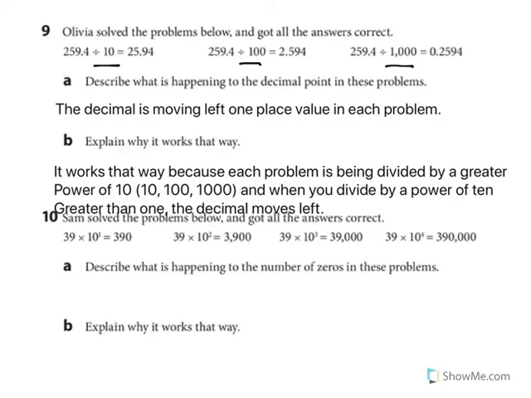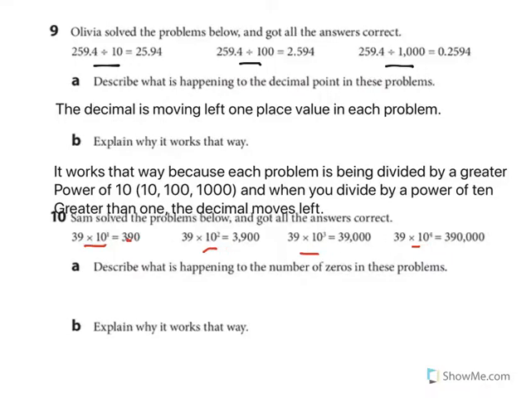So let's look at number 10, our last problem. Sam solved the problems below and got all the answers correct. Go, Sam. 10 to the first, 10 to the second, 10 to the third, 10 to the fourth. I notice, what is happening to the number of zeros in the problem? Well, if you notice, they're increasing by 1 every single time. Why are they doing that? Well, they're doing that because it's increasing by a power of 10 every single time. So I would write something like this.